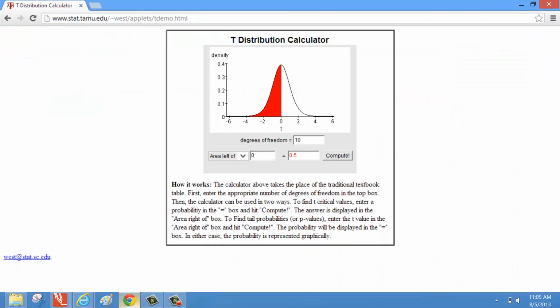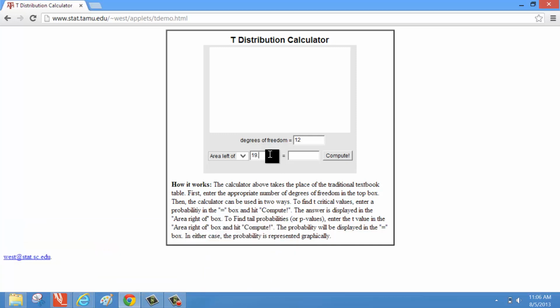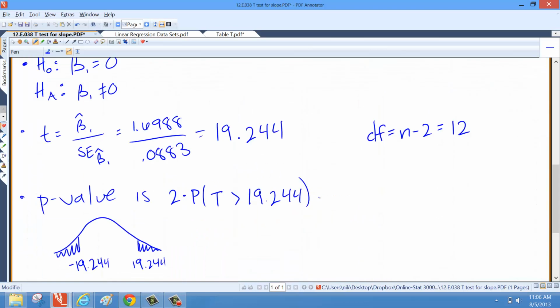So to do that, we just go online and look for any t-calculator, just type in t-calculator and see what comes up. So we have 12 degrees of freedom, and our test statistic is 19.244. I want not just the area to the left of or the area to the right of, but the area in both tails. So let's select area to the right of, compute it, and it shows me that it is 0, and that was just the area in the right tail. So times that by 2 gives me, again, 0.